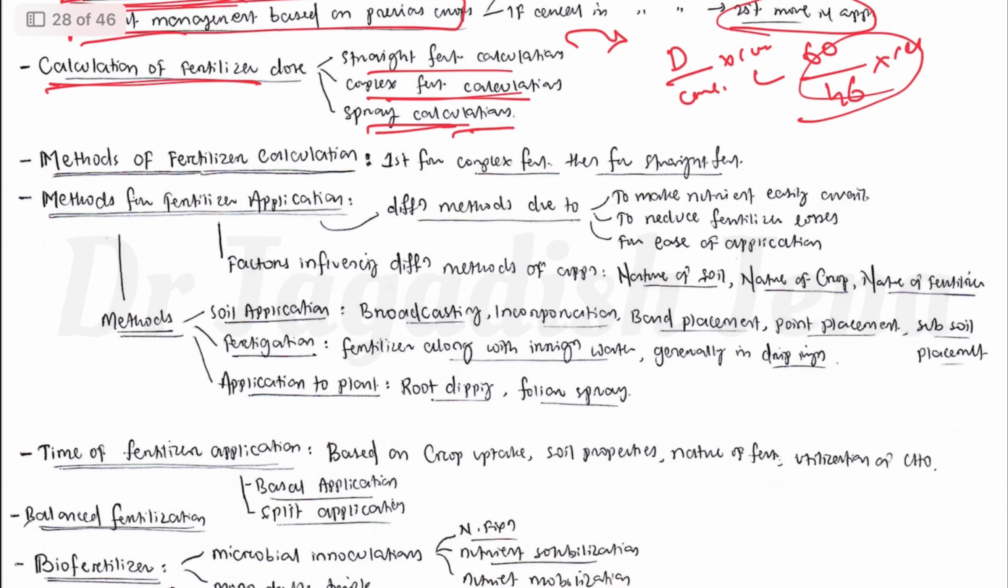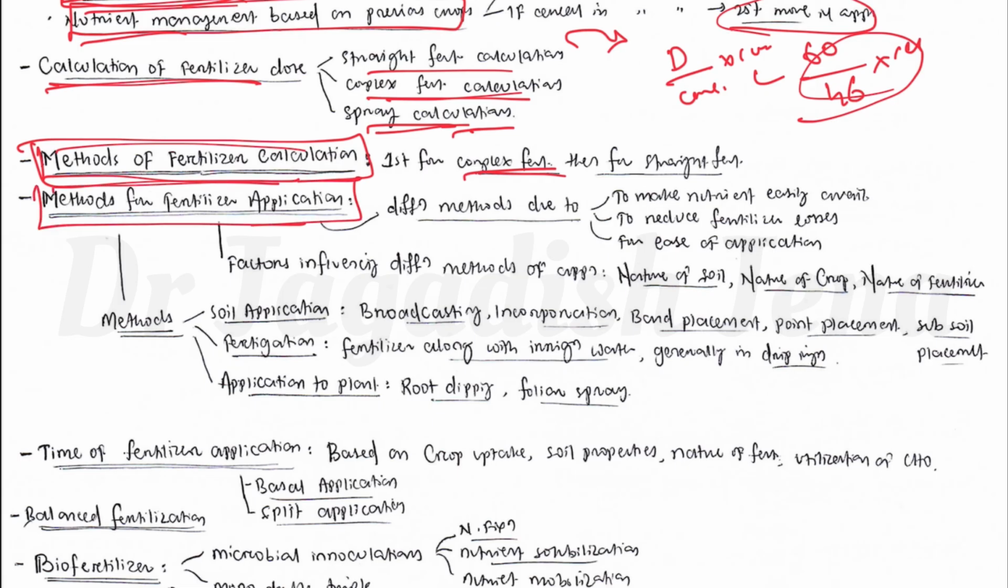Then method of fertilizer calculation. As I was discussing, for straight fertilizer there is no need to worry, because it is a simple calculation. But complex fertilizer is more complex, because it contains more than one nutrient. Suppose, for example, DAP, as I was mentioning: first you have to look into which nutrient it is supplying the most. Then based on that you can calculate which fertilizer will be required in how much quantity.